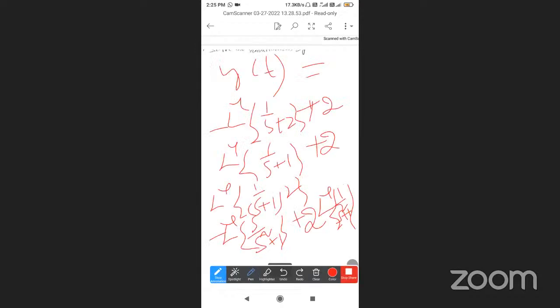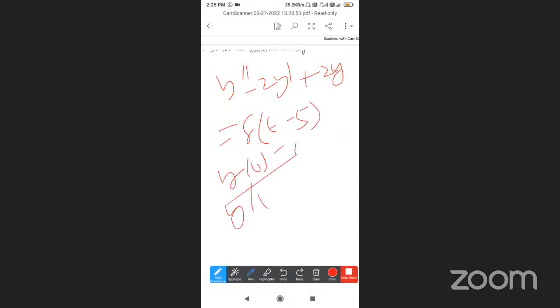Page 233, this type. So what is the delta of t minus 5? Find the solution of the initial value problem y double dash minus 2y dash plus 2y is equal to delta of t minus 5, with y of 0 equal to 0 and y dash of 0 equal to 0. So delta is the impulse function.